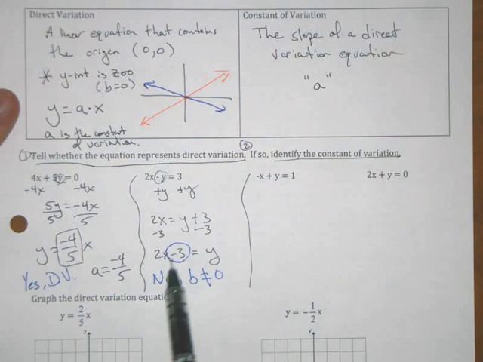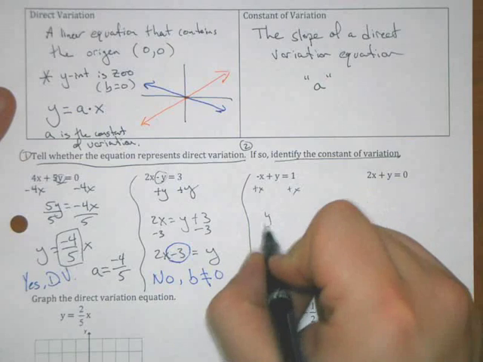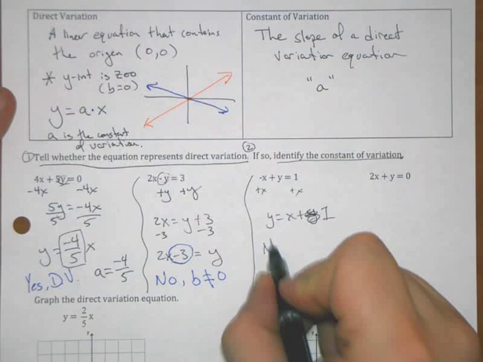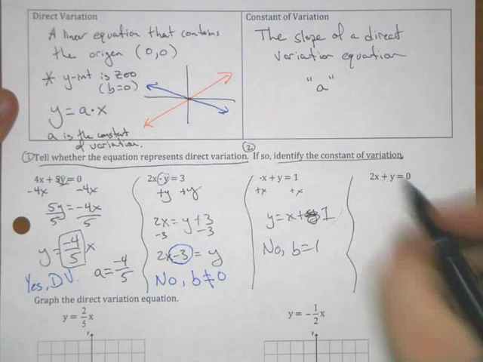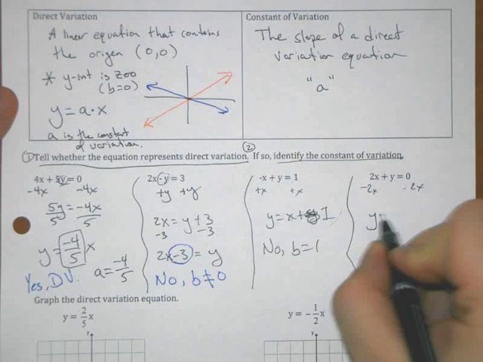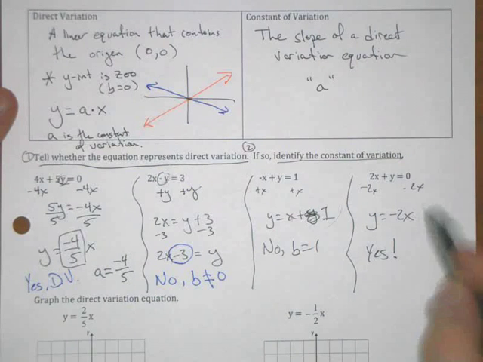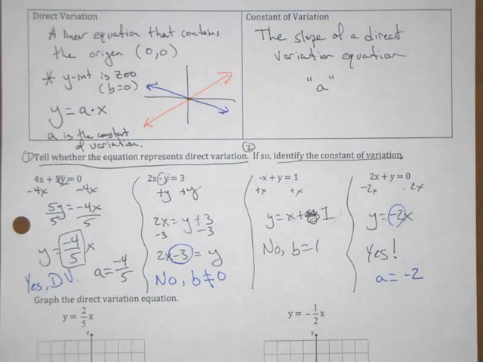So those are kind of two big examples. I know right off the bat it's not direct variation because there's something other than 0 as the y-intercept. So it can't be direct variation. Okay, try the same thing here. y equals x plus 1. No, b equals 1. Again, there's a y-intercept, so it can't be direct variation. Yes, this one is direct variation. The y-intercept is 0, and the constant of variation is -2.